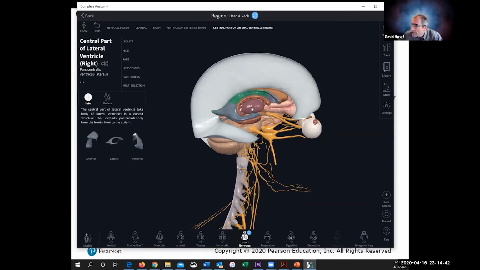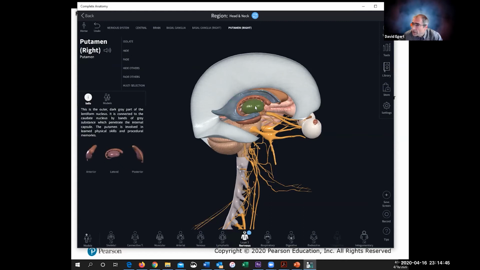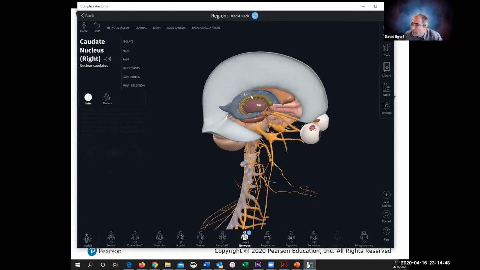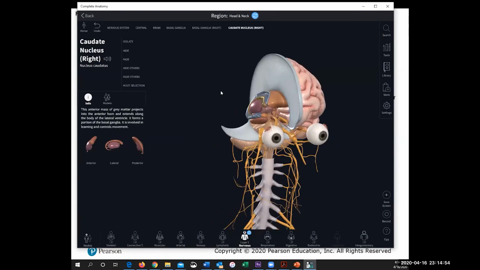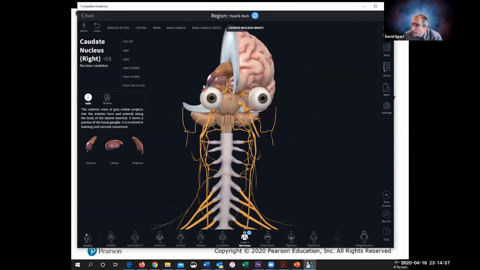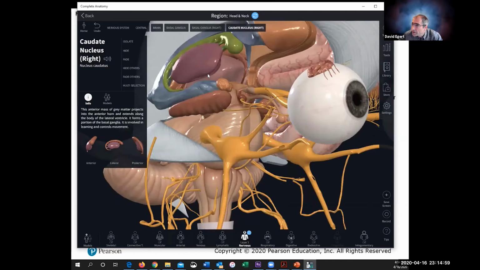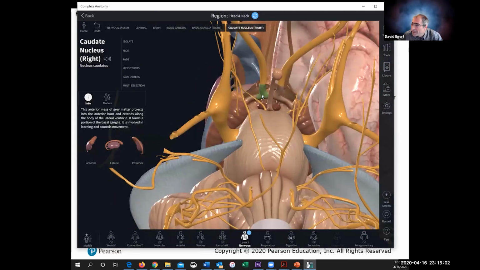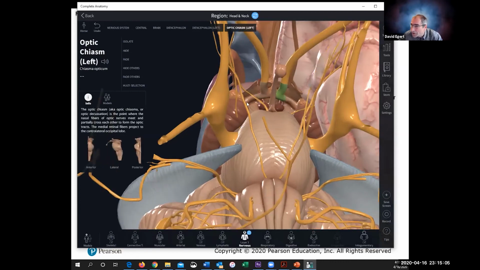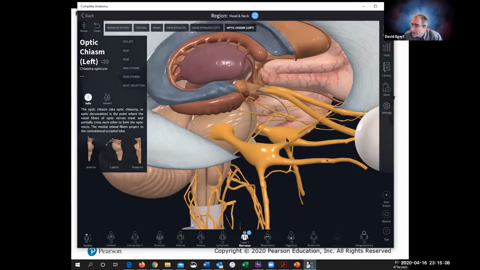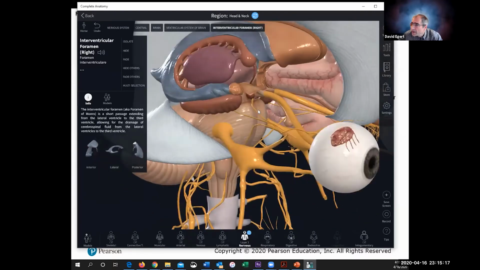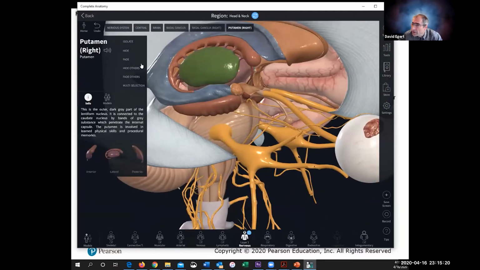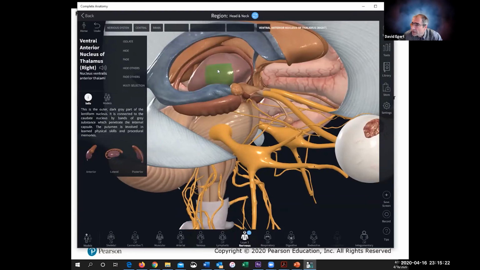This is a putamen, part of the lentiform. Here is going to be the caudate going around. You can play around in here and see what you can see. There's the optic chiasma. I don't know how totally useful this is, but I find it fun. Here we can see the foramen of Monro going from the lateral ventricles. Let's hide all the stuff that is not the ventricles.